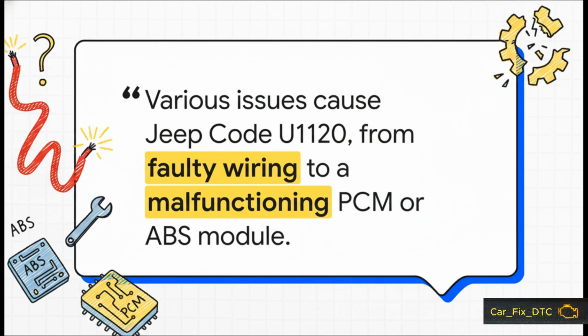You know, this quote from our source material really says it all. The U1120 code isn't pointing to one single broken part. It's pointing to a breakdown in a system. It could be the wiring, a component, the ABS module, or the PCM. And that just reinforces why following that step-by-step investigation is so important.